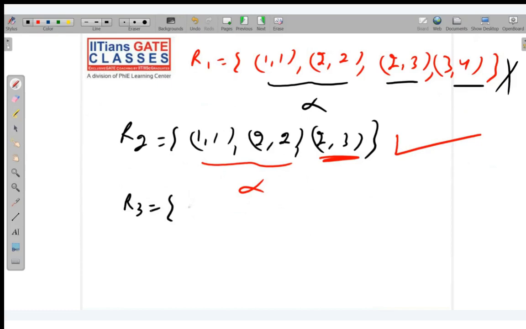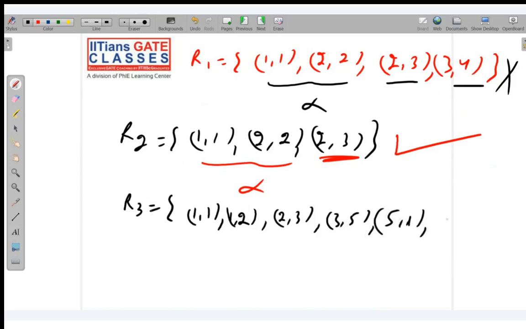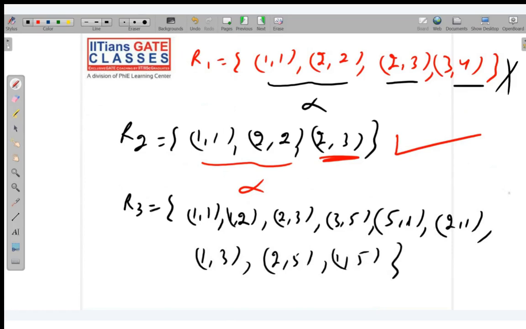So R3 relation, I'm saying (1,1), (1,2), (2,3), (3,5), (5,1), (2,1). This is a GATE question. (1,3), (2,5), (1,5). Is it transitive or not? So first of all, we have a self loop (1,1). Simply ignore it. And then you should start.